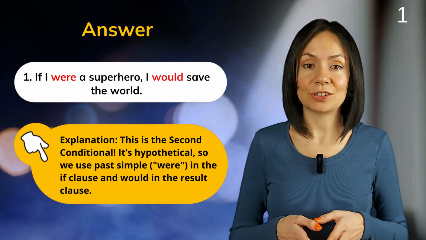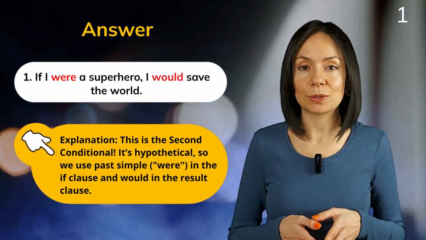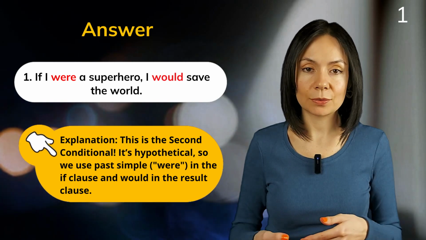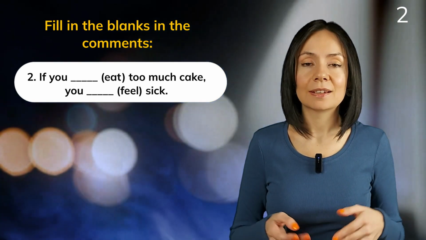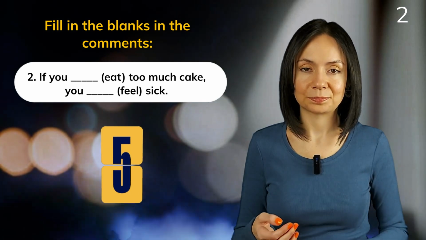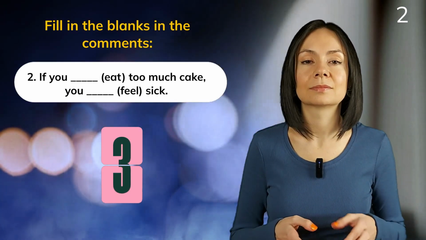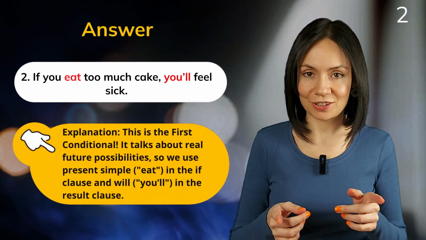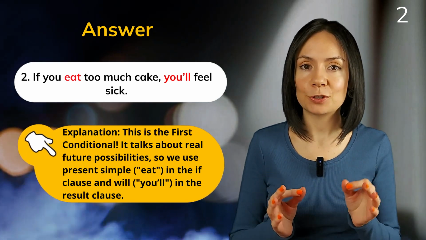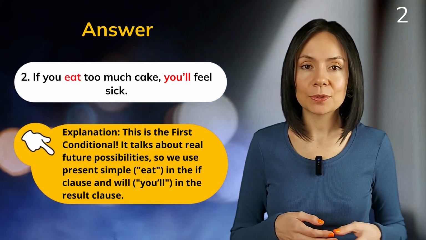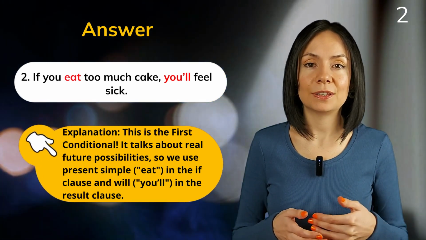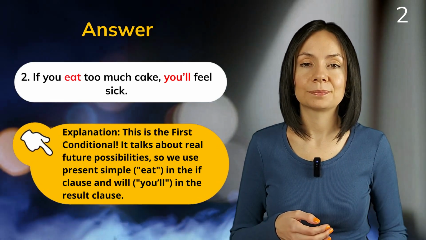This is the second conditional. It's hypothetical, so we use past simple, were, in the if clause, and would in the result clause. Sentence 2. If you, too much cake, you, sick. This is the first conditional. It talks about real future possibilities, so we use present simple, eat, in the if clause, and will, feel, in the result clause.